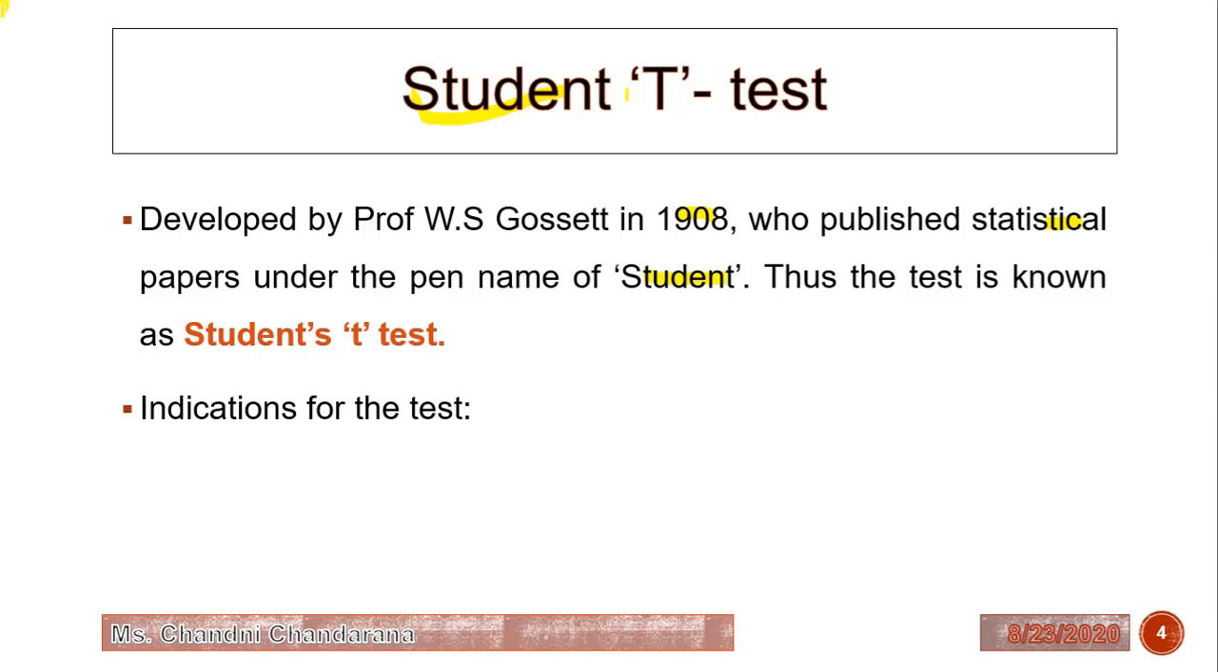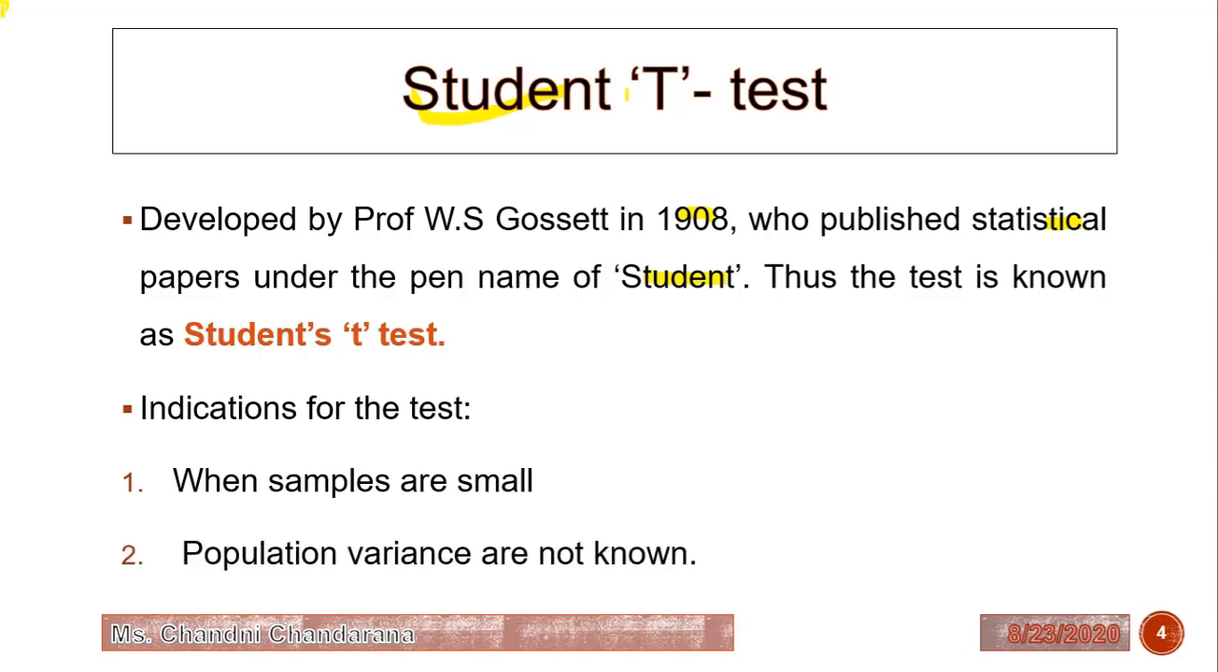Now, what are the indications for the test, meaning when will we apply this test? There are two indications. First is when samples are small. Here you can say the sample size should be less than 30. When the number of samples is less than 30, then we will use this t-test. And when the population variance is not known, at that time we use the student t-test.